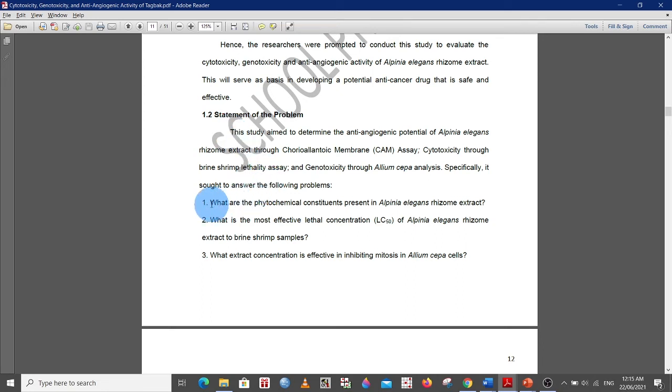Your specific problems mo na tong interrogative form problems. So mo na ning what are the phytochemical constituents present in Alpinia elegans rhizome extract. So question form na ning mga specific problems ninyo. Kaning general form nga problem is naka-objective format siya. Okay?